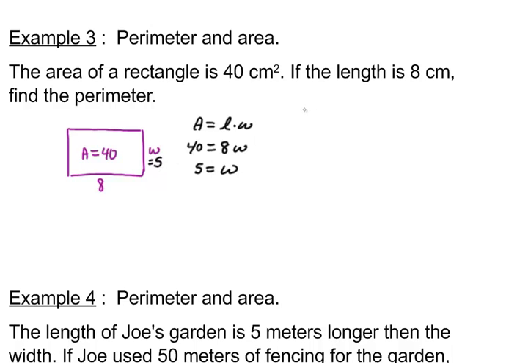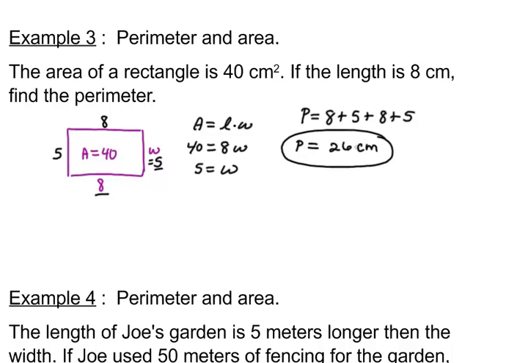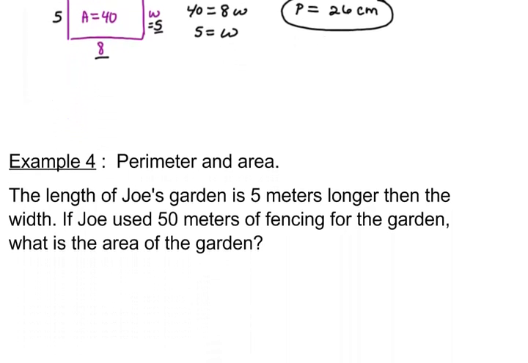So now all I have to do is find the perimeter. Remember, perimeter is when you add all the sides. So we got 8 plus 5 plus the top, which is 8, plus the left side, which is 5. So the perimeter is equal to 26 centimeters, not centimeters squared, because we're not multiplying.